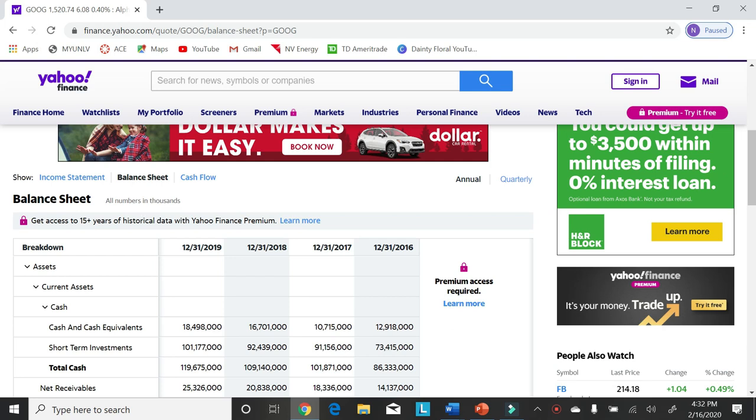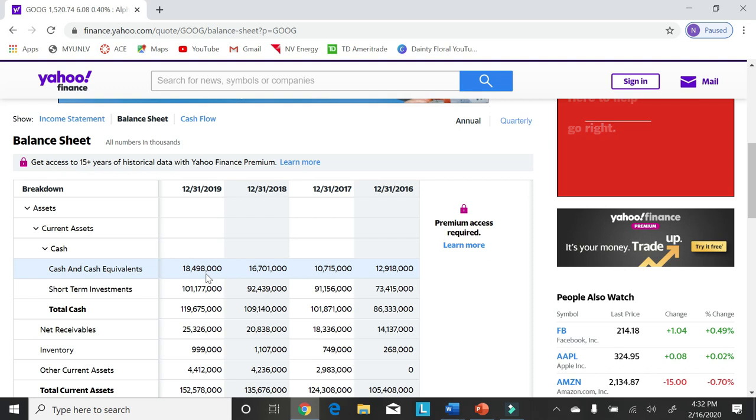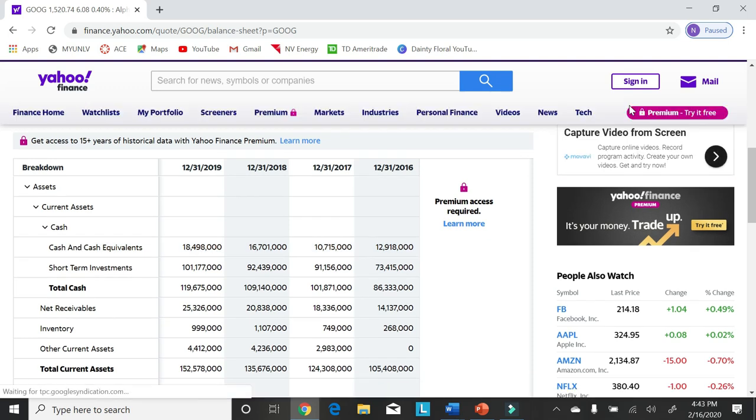One more thing to note: all numbers are in thousands. So although this looks like 18 million, this is in thousands, so it should be 18 billion, which is a common mistake. And the first thing that I like to do is compare cash and cash equivalents with any long-term debt that they have.